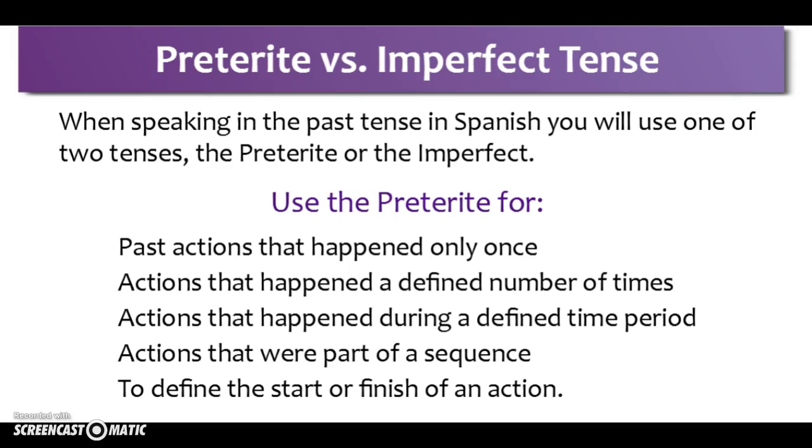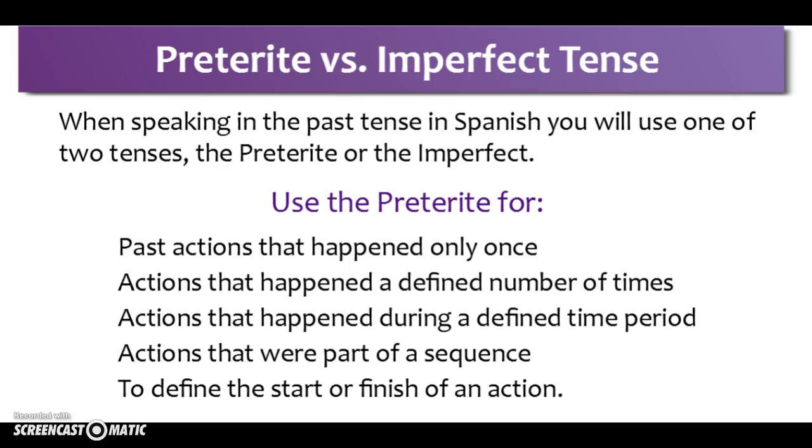But first, let's look at using the preterite tense. The preterite tense is used for things that have a specific beginning or end, as in past actions that only happened one time, or actions that happened a specific number of times, something that happened over a specific time period with a set beginning and end, actions that were part of some kind of a sequence, and again, the big summary, something that has a definitive start or finish time to the action. But this is not always the case.